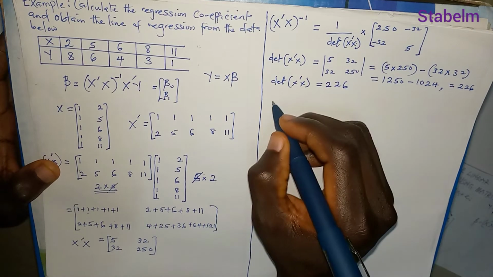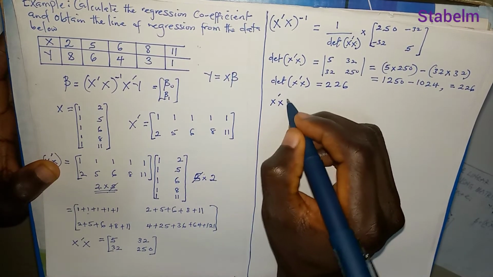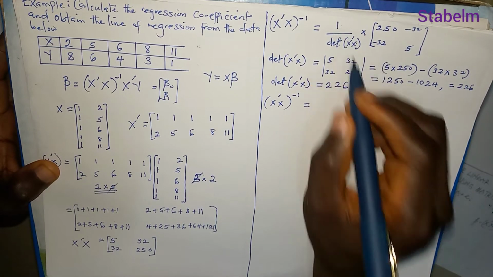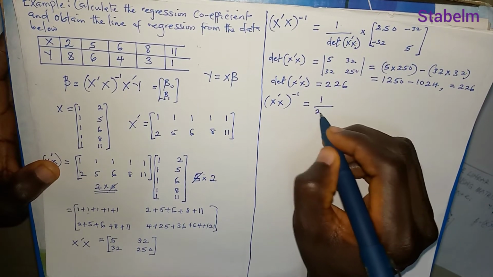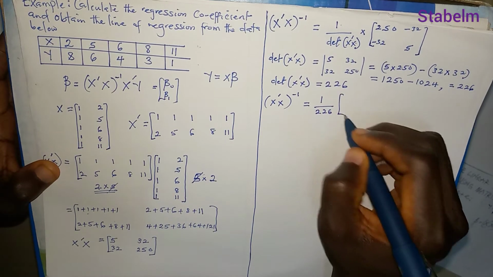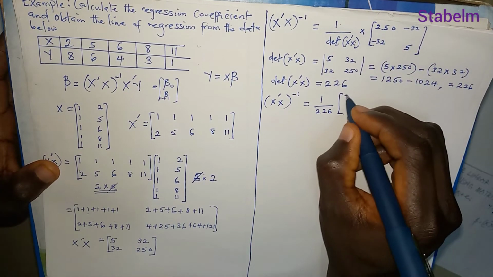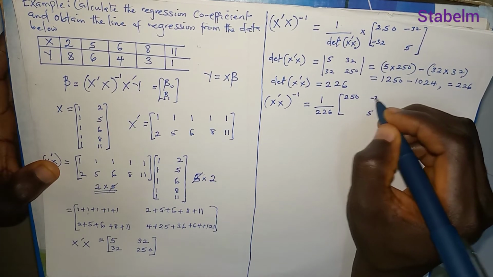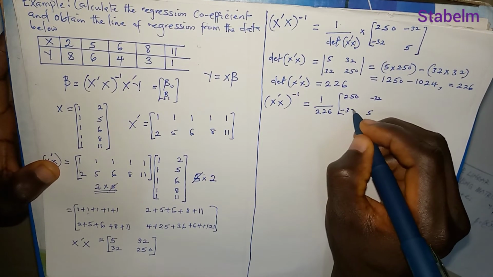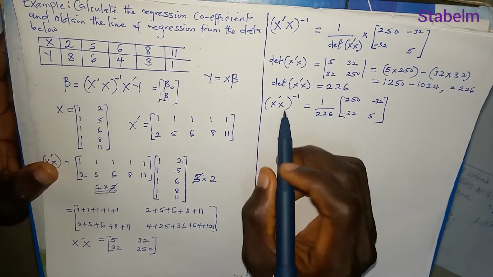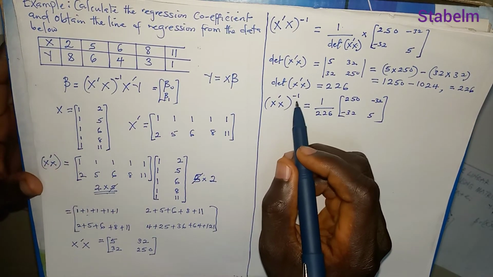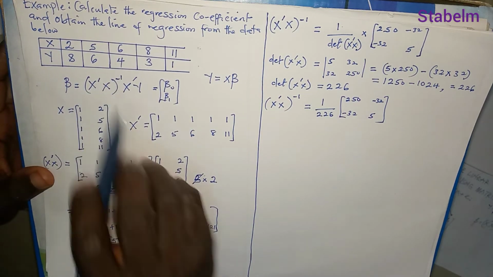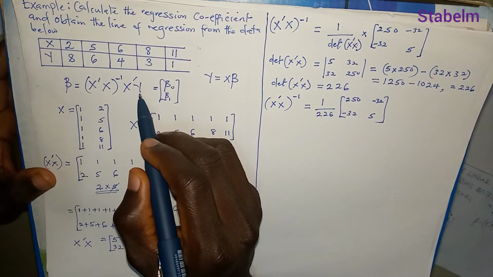Now, x prime x inverse equals 1 over 226 times this matrix here, which is 250, 5, minus 32, minus 32. So we're getting the inverse of x prime x, which means we're totally done with x prime x inverse. Now we need x prime y.